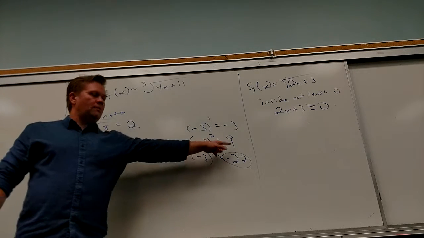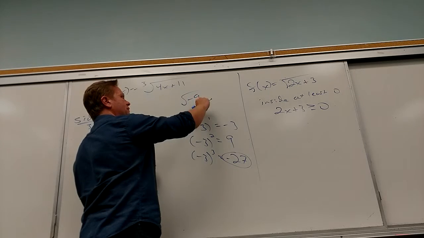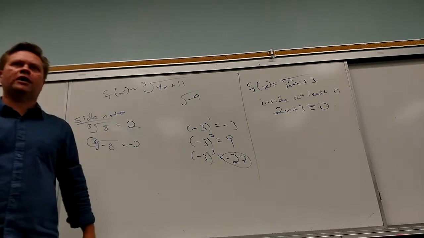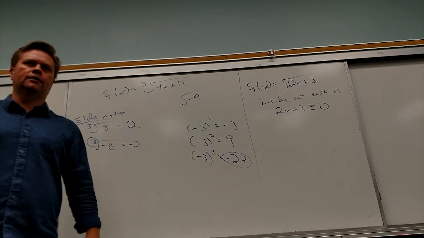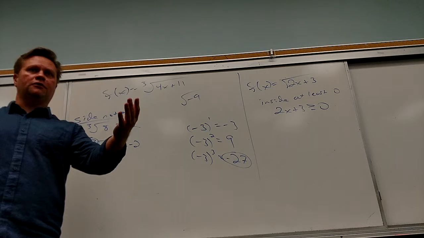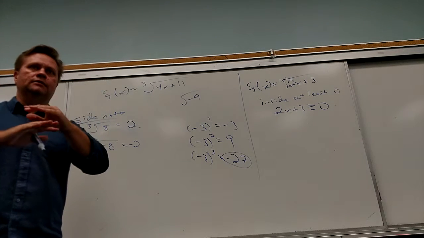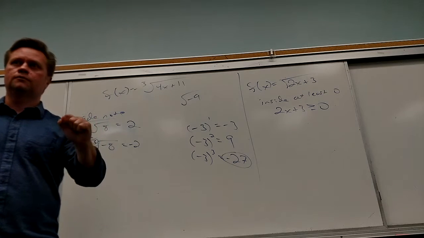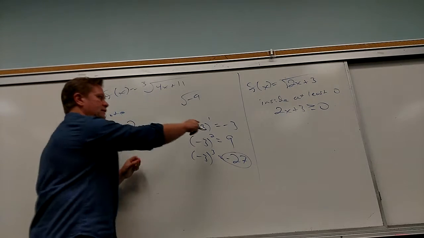Because two negatives would make a positive. So when I ask you this question, negative 9 comes from the multiplication of what number by itself? There is no real number that does that, because 3 times 3 is 9, and negative 3 times negative 3 is 9. What times itself is negative 9? Nothing.